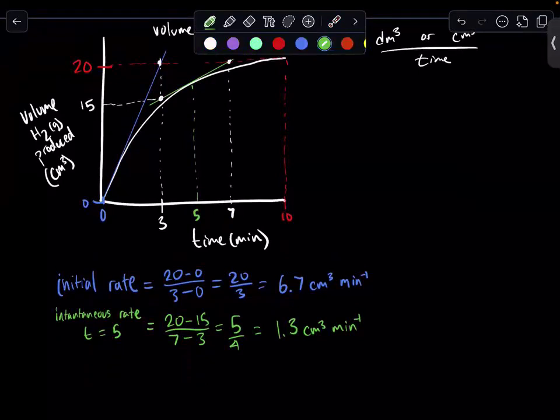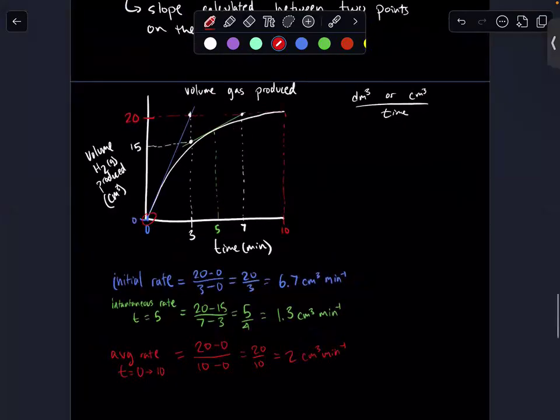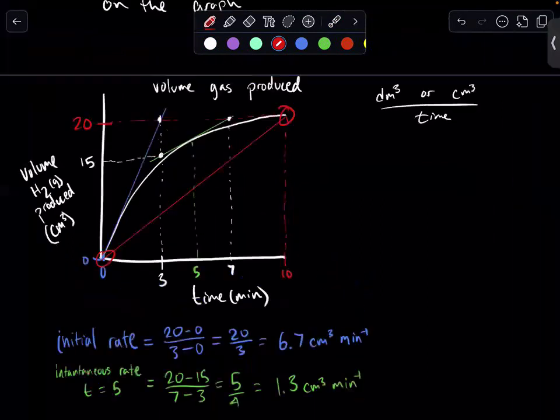Lastly, we will end with our average rate. And this will be over our entire thing from T0 all the way to 10 minutes. So we'll do 20 minus 0 divided by 10 minus 0. We'll get 20 over 10 for a rate of 2 centimeters cubed minute inverse. And for that, we don't need a slope. We literally are just calculating this line right here.